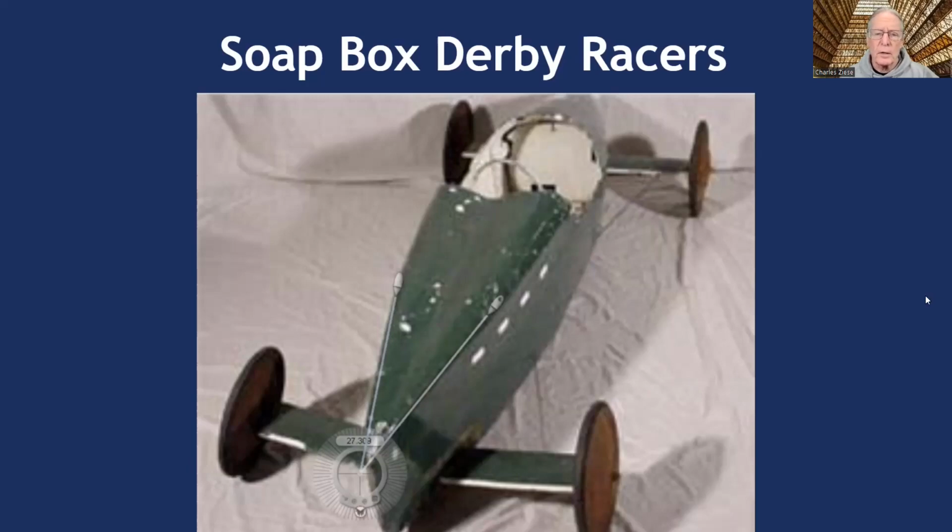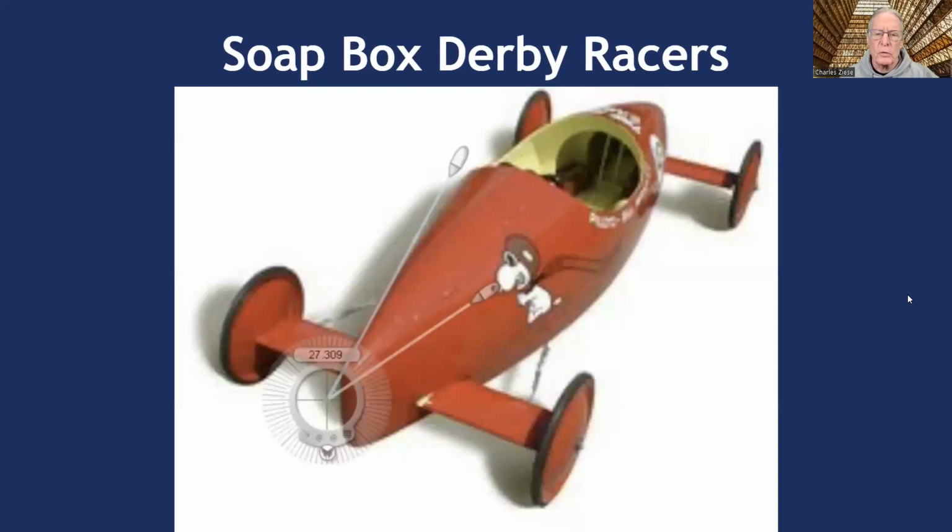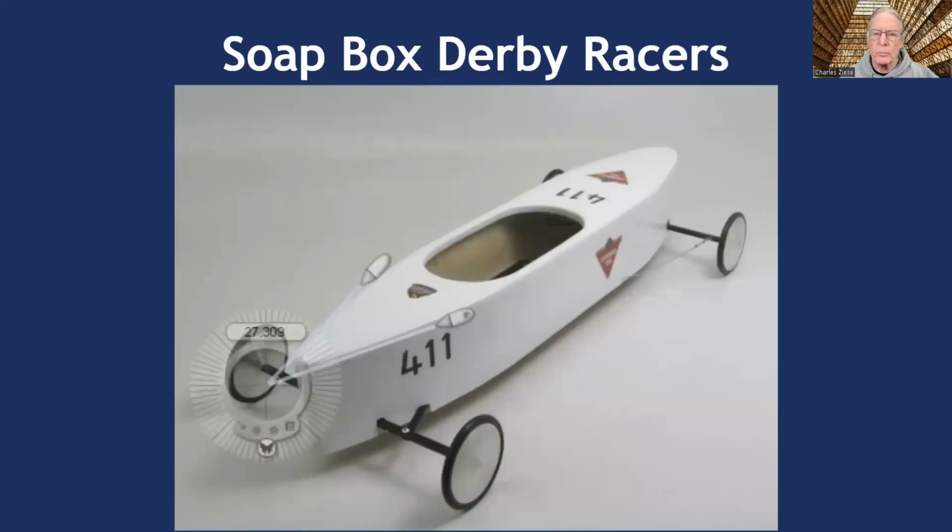Here's an example of the soapbox derby vintage racing car. Here's another one. You can see these vintage cars all use this geometry because it helps to cut down on the wind resistance for the race. So this was a very popular, and may still be a very popular, geometry to use in soapbox derby racing.